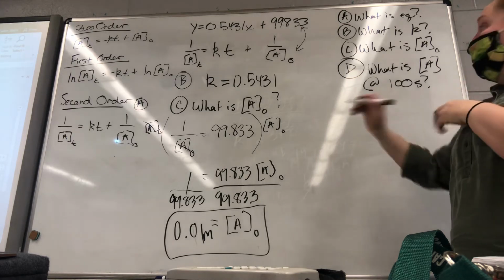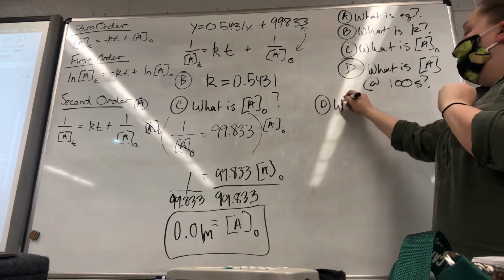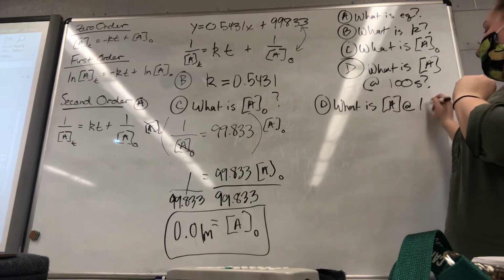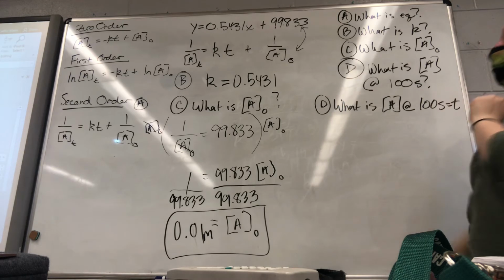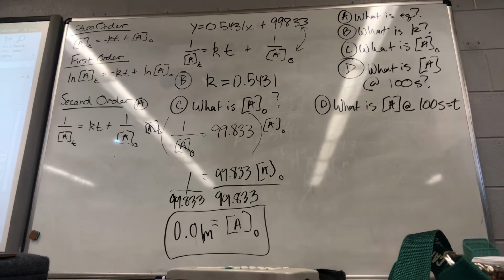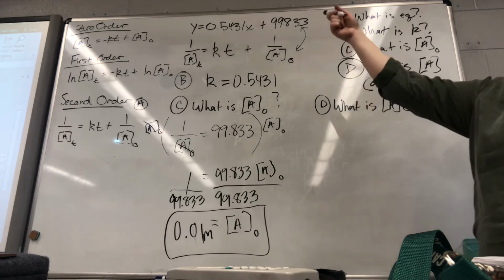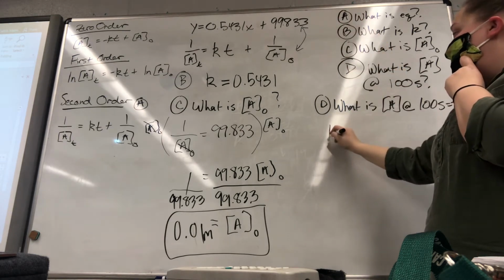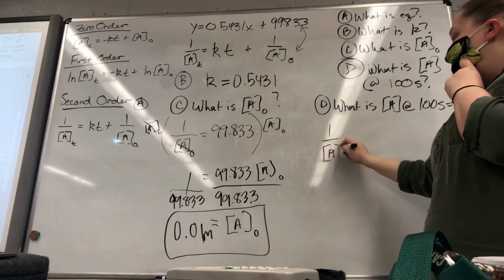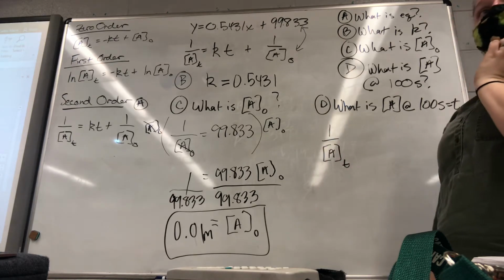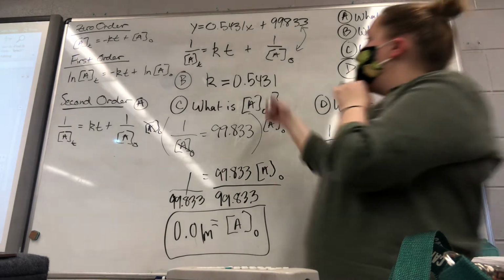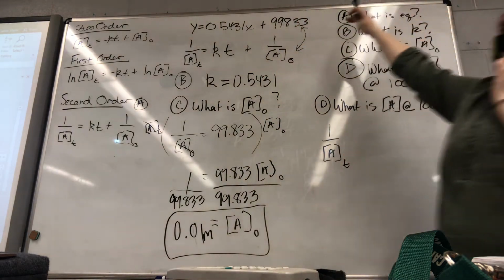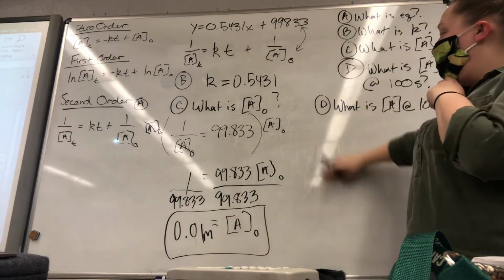So part D says, what is the concentration of A at 100 seconds, which is what T is going to be. So in our equation, T is equal to X. So we're going to plug in 100 for X, and we're going to solve for 1 over AT. Why are we not going to solve for 1 over A naught in this particular case? Because that's actually something that was given up here, right? So we're going to do the y equals equation.